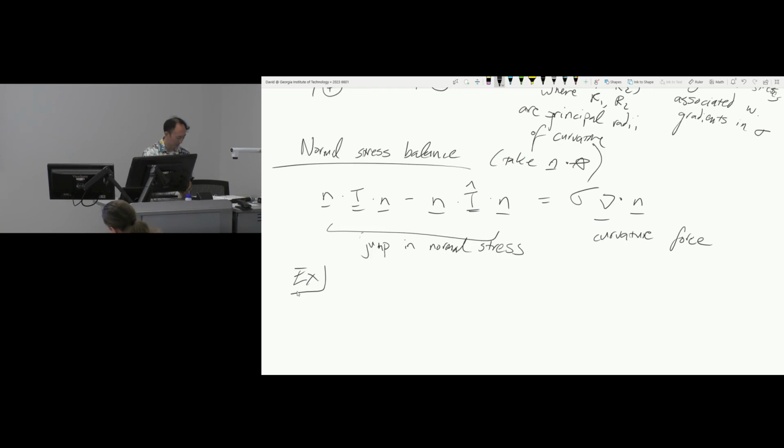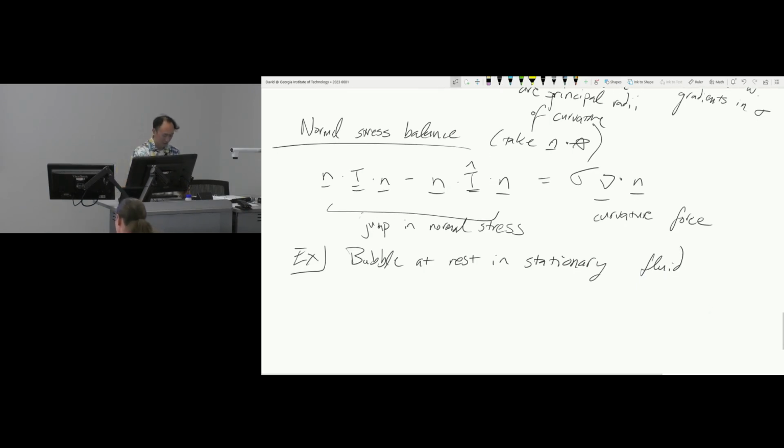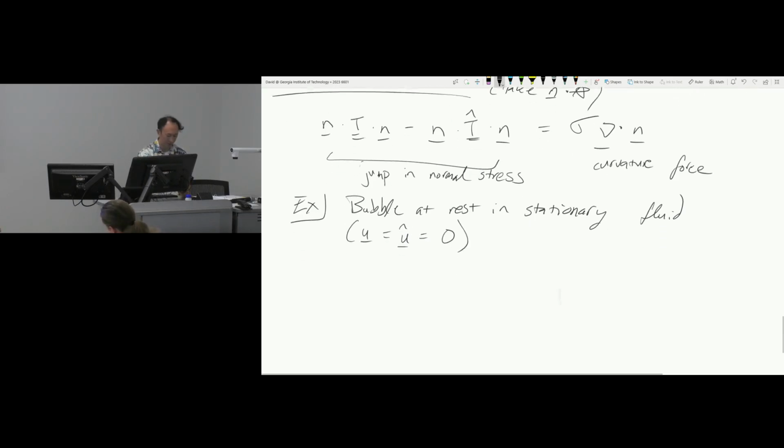Okay, so what does this mean physically? Let's consider a bubble at rest in a stationary fluid. So there's no velocities or anything. The bubble's at rest, and the stationary fluid has no fluid motion, so all the velocities are 0.